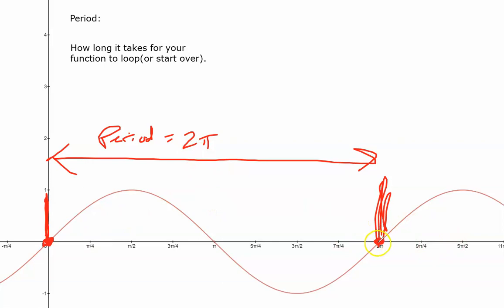If you see over here, once it hits 2 pi, it shows the same hump as the starting hump, right? So after this 2 pi point, you can expect to see the same little up and down swing that sine loves to do.